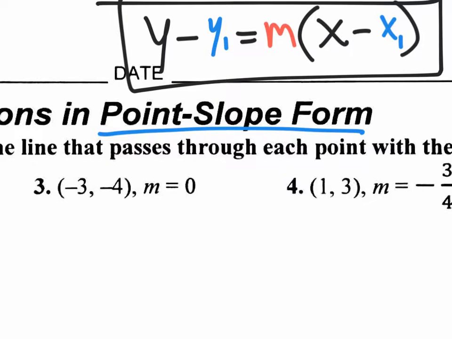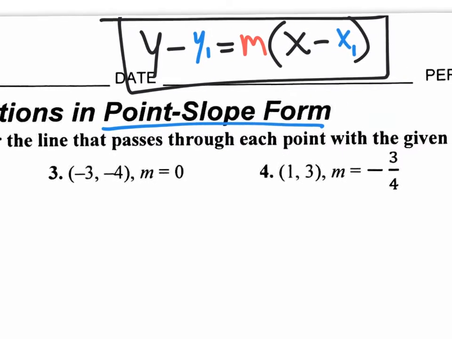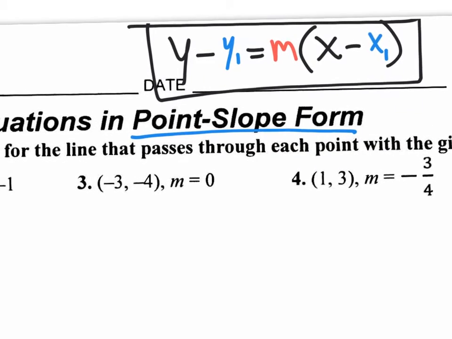The point is the blue x1, y1. That's your point. Your slope is the red m. We should all know that already. So it boils down to just plugging in. Like number 3, for example, they want you to write the equation in point-slope form that passes through this point and has this slope.